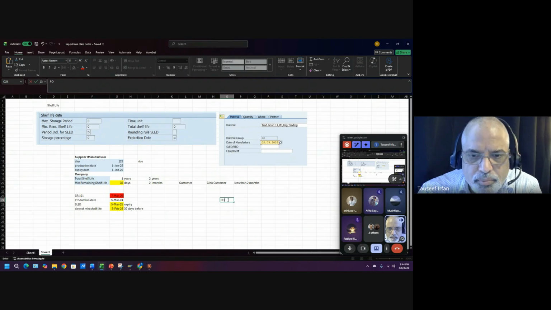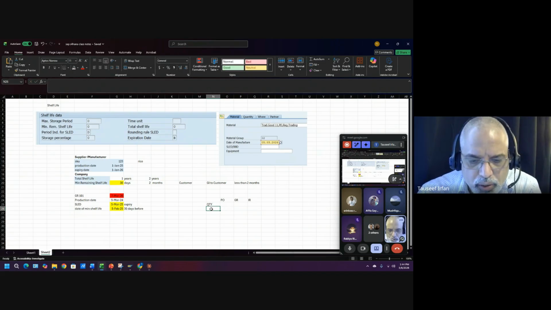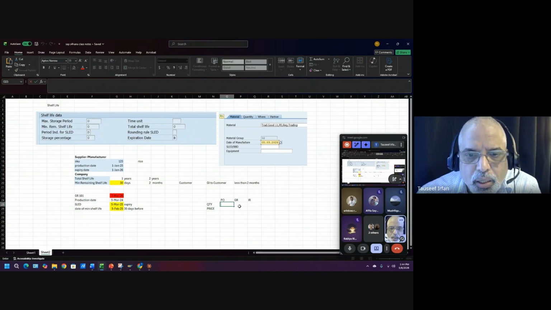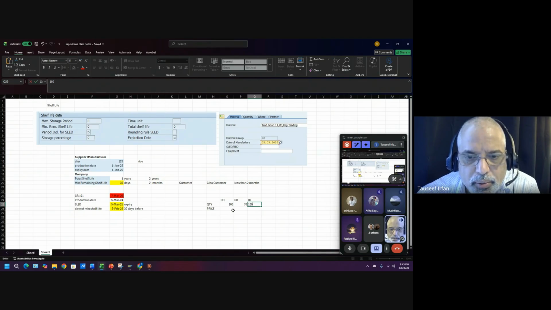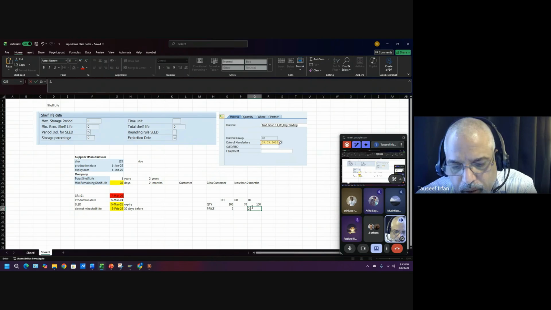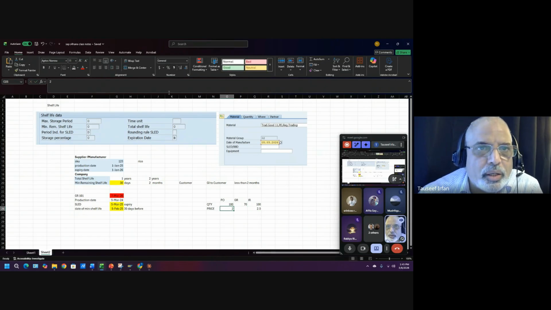You're seeing my screen now? Yes. Okay, so here is the quantity, here is the price. If the quantity is 100 in the PO and the GR is 70, and the IR we have received is for 100, and if the price here is $2 and the IR received is $2.5. Now you got the scenario, Mushfiq.